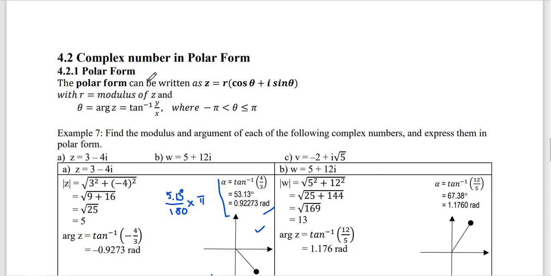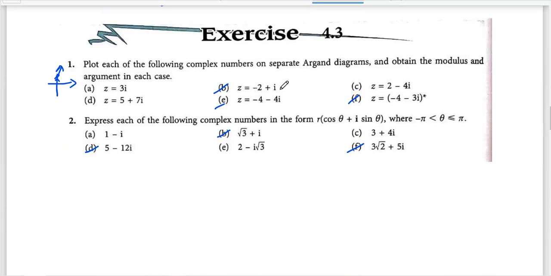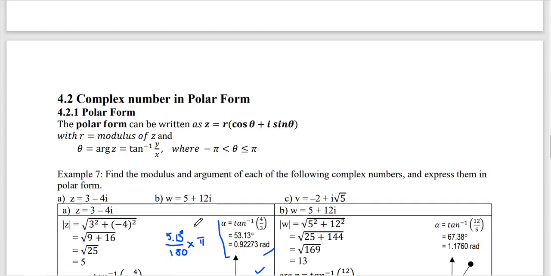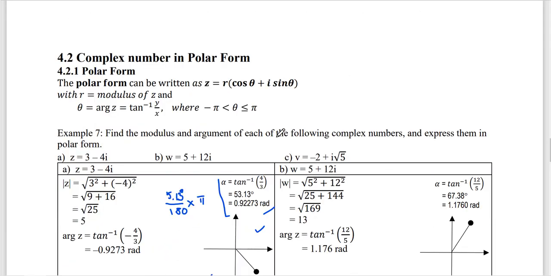Okay, then next. This one you can do yourself, very easy. You just follow, draw the diagram and then do. Okay, next. Complex in polar form.